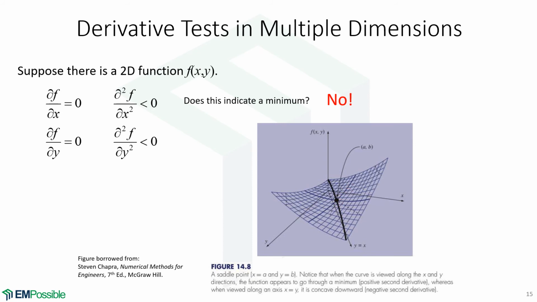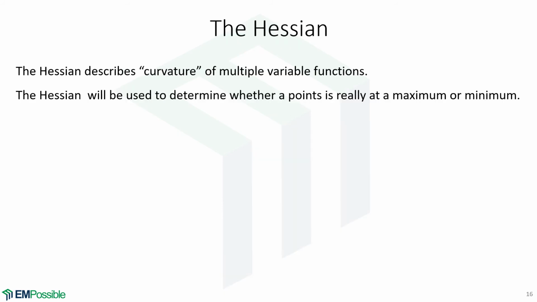So our derivative tests, as we've learned, are only for one-dimensional functions, and we have to reconsider this now when we have multiple dimensions. We will need the Hessian. The Hessian is something that roughly describes curvature when we have multiple variable functions. Now, this makes less sense, let's say, when we have a six-dimensional space. But if you can imagine curvature of a six-dimensional space, I can't. That's what the Hessian is doing. And so we're going to use the Hessian to determine whether we have a maximum or a minimum.